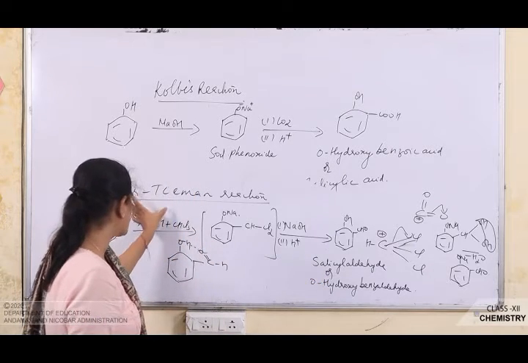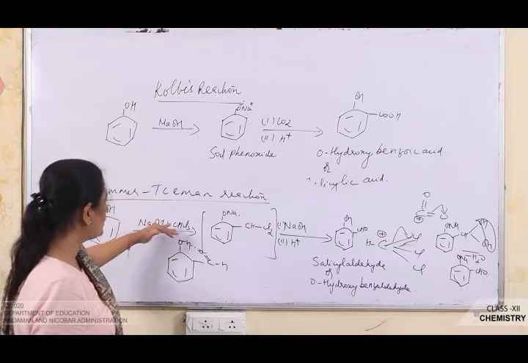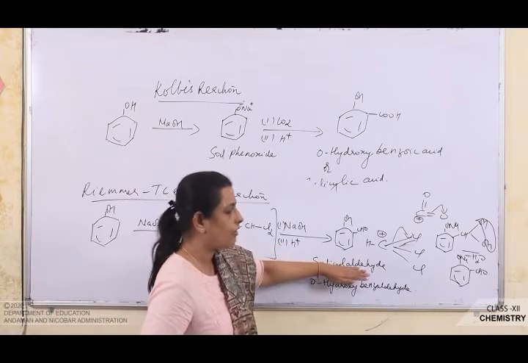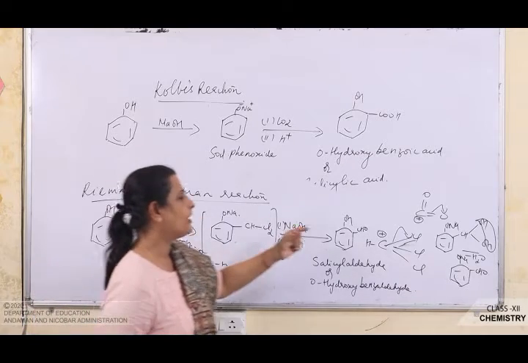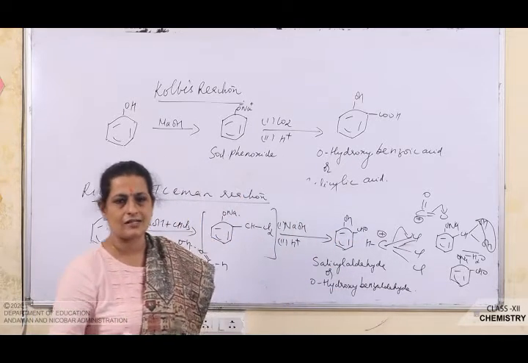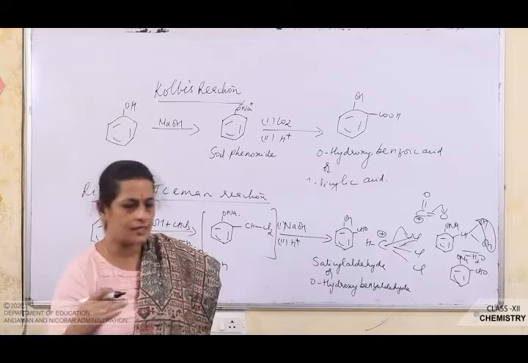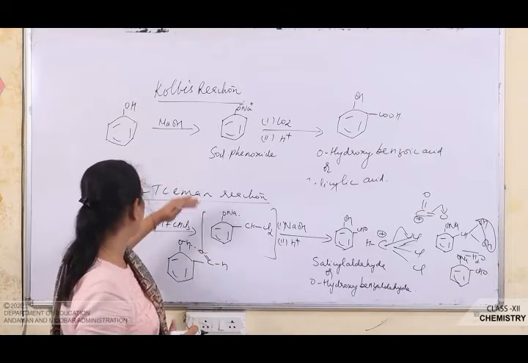So in Reimer-Tiemann reaction, when you are using sodium hydroxide and chloroform, the product formed is salicylaldehyde. Suppose instead of chloroform you use carbon tetrachloride, the product formed will be salicylic acid. So that is not there in your NCERT syllabus. Is it clear? Kolbe's reaction and Reimer-Tiemann.